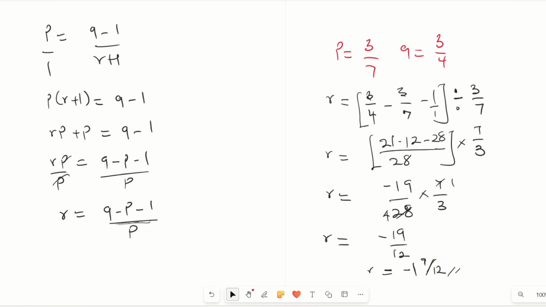So in this question, we have basically looked at how we can change subjects where we have a simple equation, and then how we can do a substitution of values into the equation to be able to get our R.